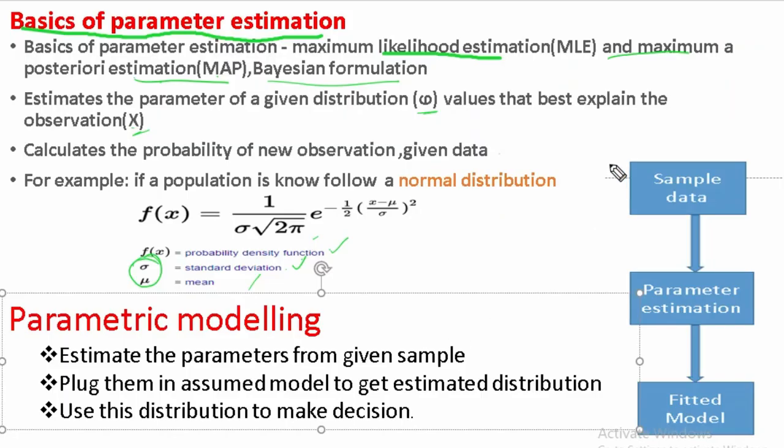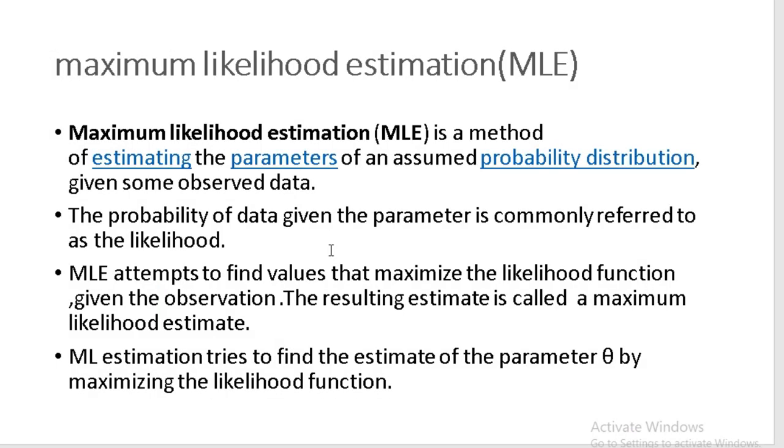Now you can see a figure which is given here. The figure states that sample data is taken from a distribution, then the parameter is estimated and fitted into the model for decision making. So students, I believe that you have got some knowledge about what is parameter estimation. Now let us discuss what is maximum likelihood estimation, and the short form is MLE.